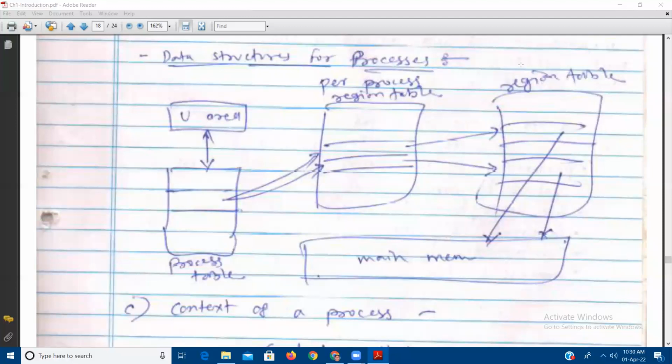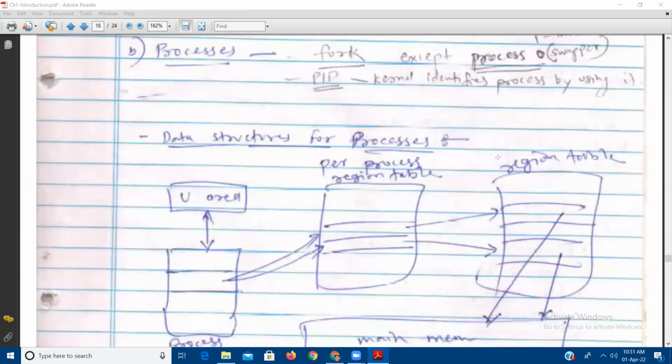त्या चॅप्टर मध्ये आपण प्रत्येक डेटा स्ट्रक्चरचे रिलेटेड फील्ड्स बघणार आहोत. तर प्रत्येकाला फॉर एक्झाम्पल यू एरियामध्ये टोटल 12 फील्ड आहेत, प्रोसेस टेबल मध्ये टोटल 8 फील्ड आहेत, पर प्रोसेस रिजन टेबल मध्ये टोटल 5 फील्ड आहेत, आणि रिजन टेबल मध्ये टोटल 6 फील्ड आहेत. We are going to discuss all these fields in detail in the sixth chapter. So here we are just discussing the overview. So for a while you can just keep it in mind.